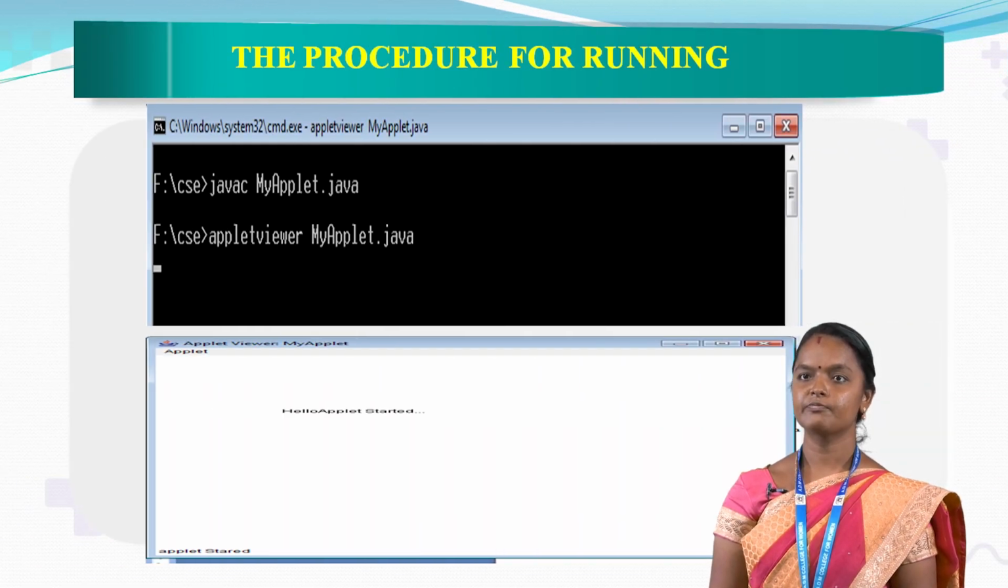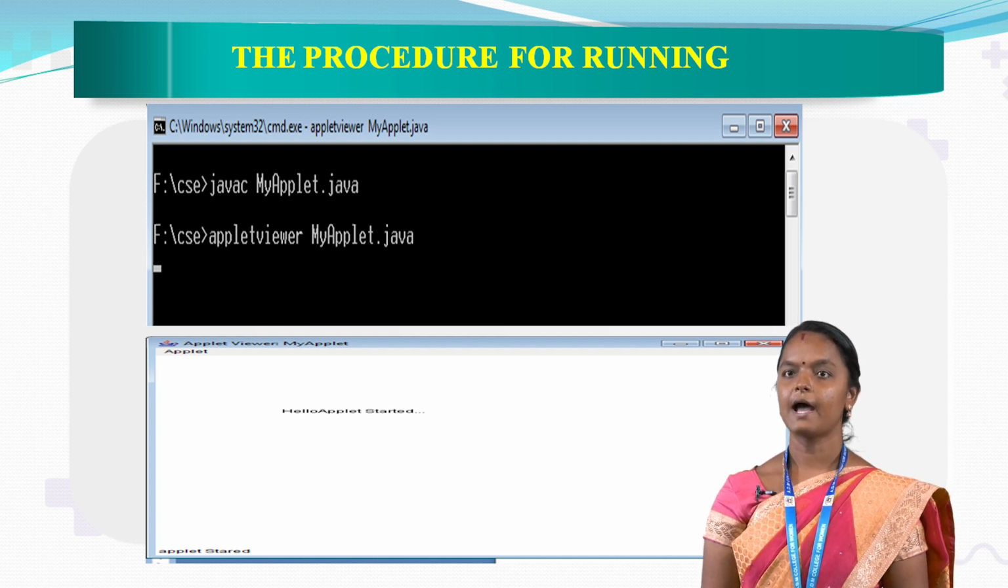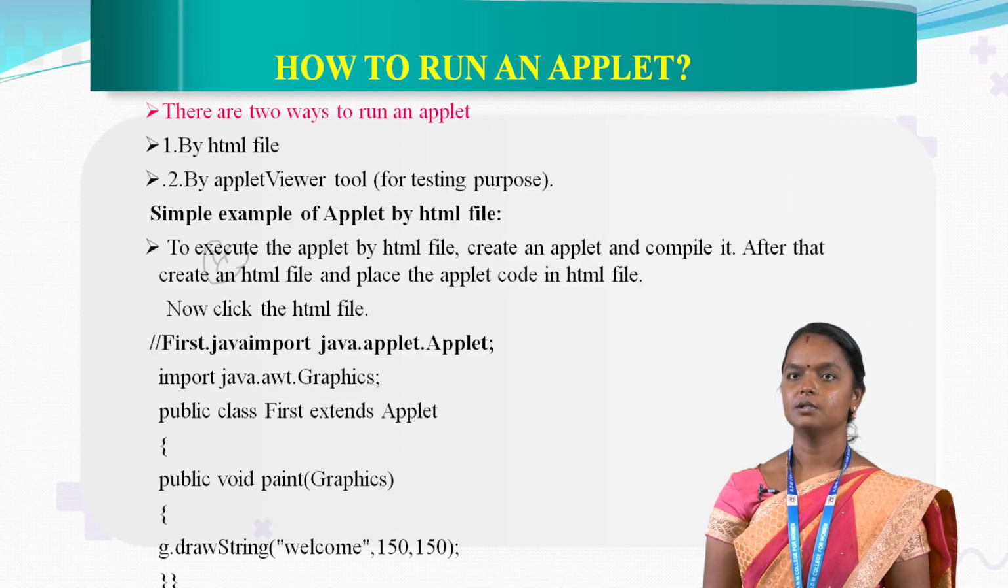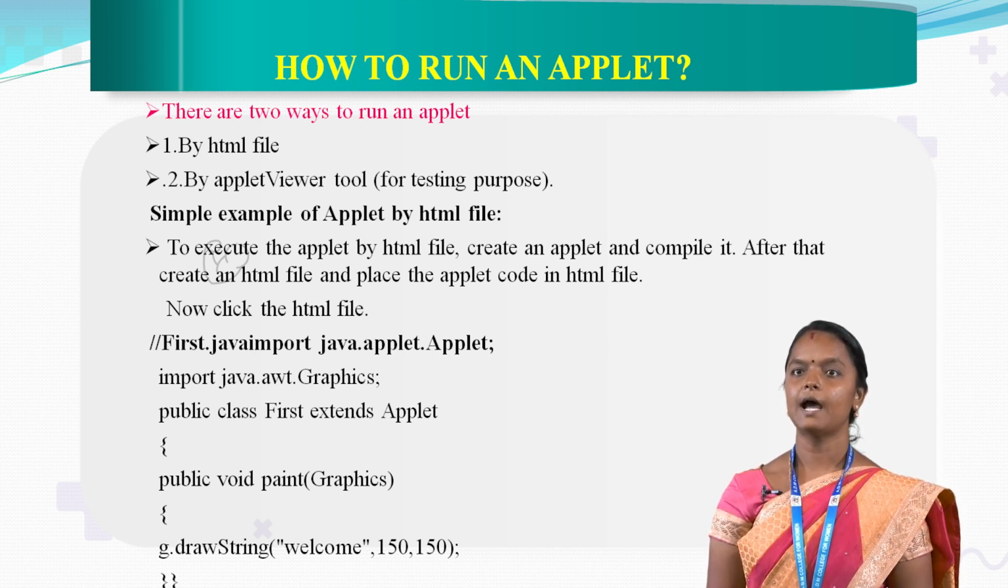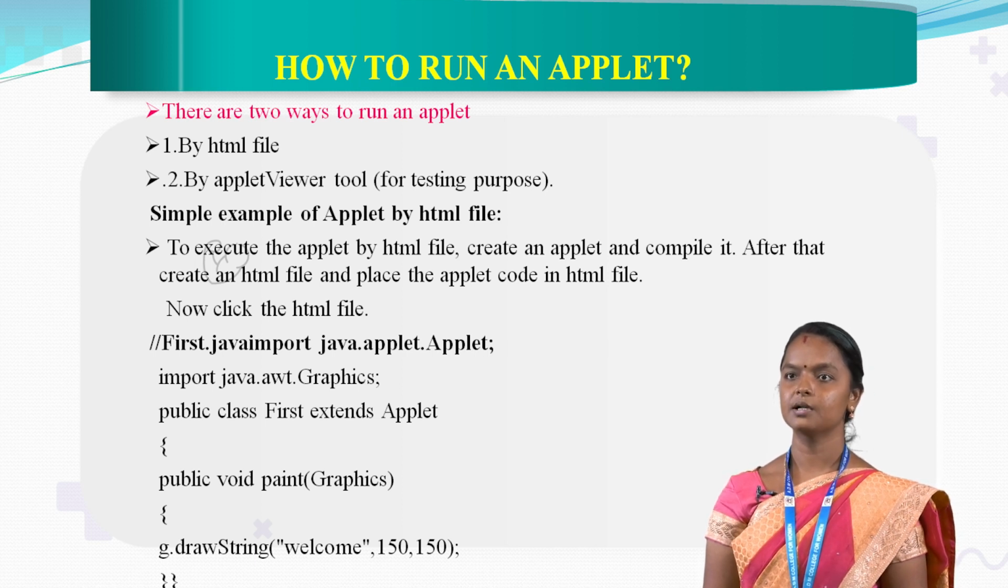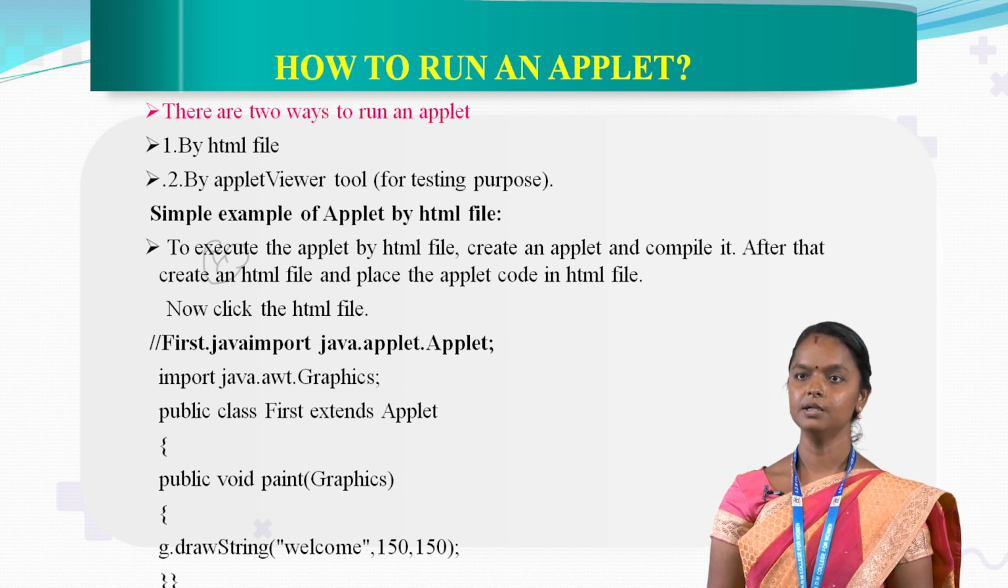These are the procedures for applets: javac myapplet.java, then appletviewer myapplet.java. Next, how to run an applet. There are two ways to run an applet: by HTML file, or by the appletviewer tool. Simple example of an applet by HTML file. To execute the applet by HTML file, create an applet and compile it. After that, create an HTML file and place the applet code in the HTML file. Now click the HTML file.